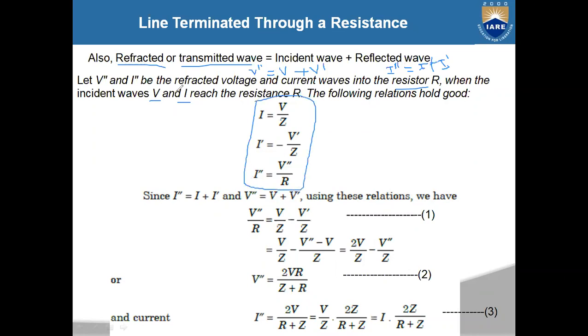Now from those relations, the following relations will hold good. For the incident wave, I will be equal to V by Z. For the reflected wave, I dash will be equal to minus V dash by Z, since reflected will have a negative sign, and the refracted current I double dash is equal to V double dash by R. You have to remember these equations. These are the main equations from which you can derive the reflection and refraction coefficients. As we know, I double dash will be equal to I plus I dash and V double dash will be equal to V plus V dash, so using these two relations we can derive.